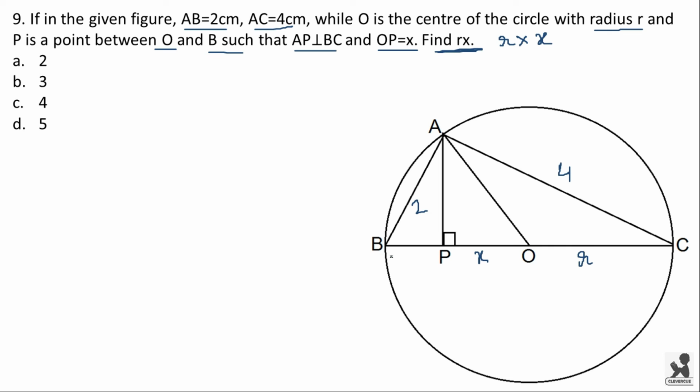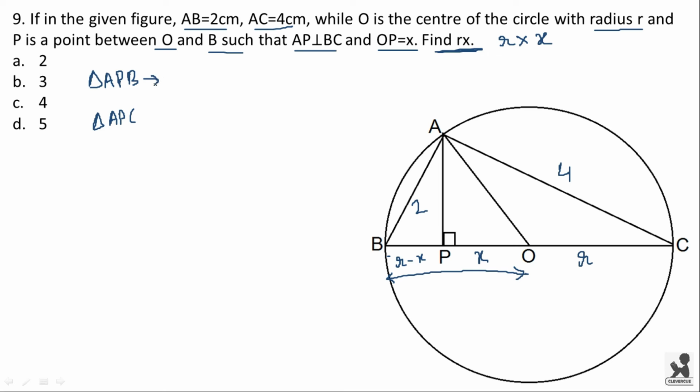And here you can also see the length of BP, that is R minus X, because the length of BO is R, that is the radius. BP will be R minus X because PO is equal to X. Consider triangle APB and triangle APC. Here we have AP as the common side.